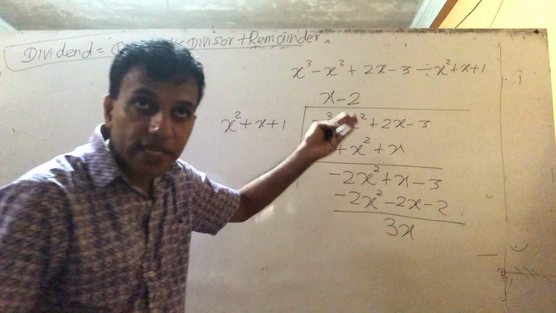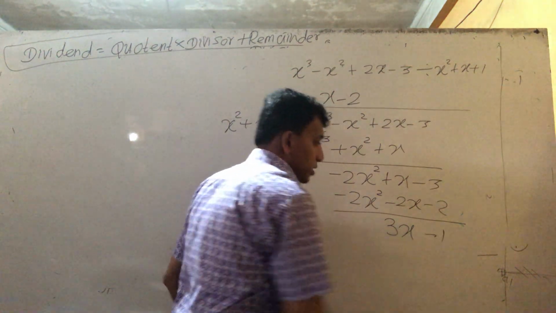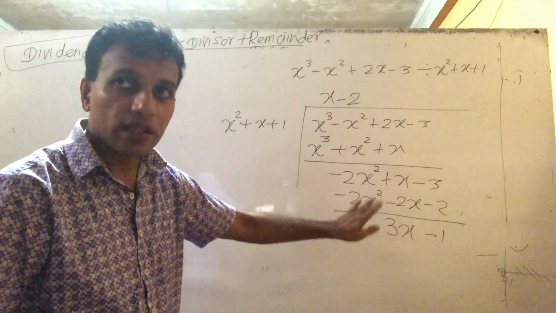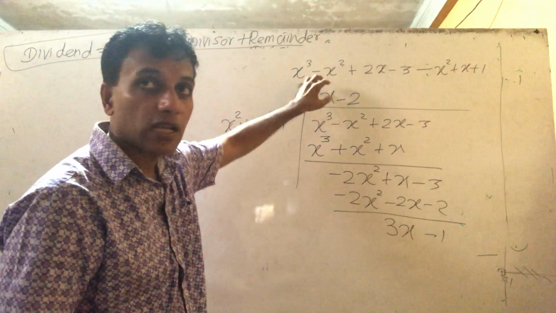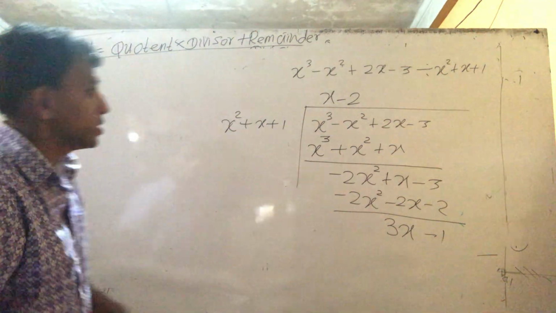And here, minus 3 subtract minus 2, it becomes minus 1. So here you can't write a term to equate this. Therefore that's all. This is the answer, this is the remainder, right? So better you show this pattern.